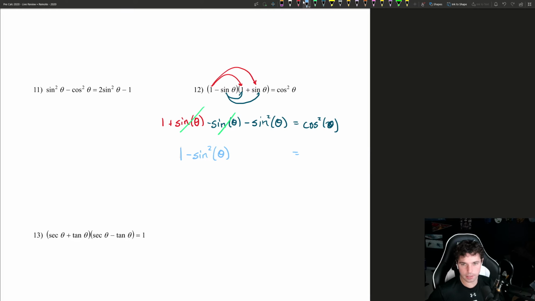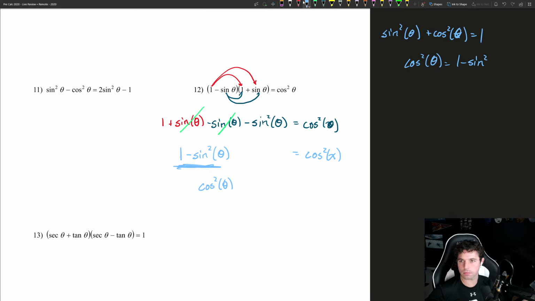I'm just going to keep the right-hand side here. And this is actually equal to cosine squared theta. Okay, because of our identity, right? Sine squared plus cosine squared is equal to 1. If we subtract sine squared from both sides, we get that, right? So this is equal to cosine squared, which is what we got. Cosine squared is equal to cosine squared. We proved it.